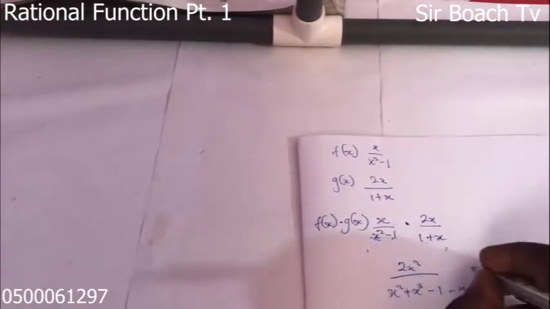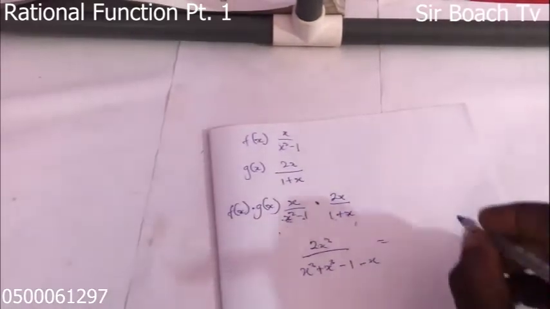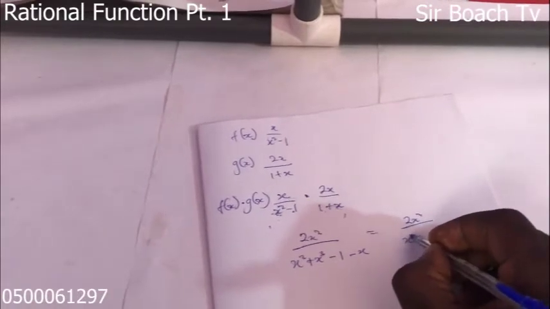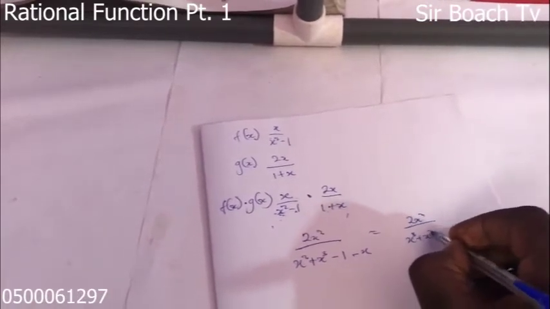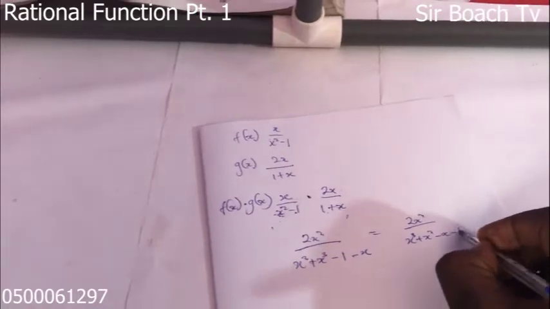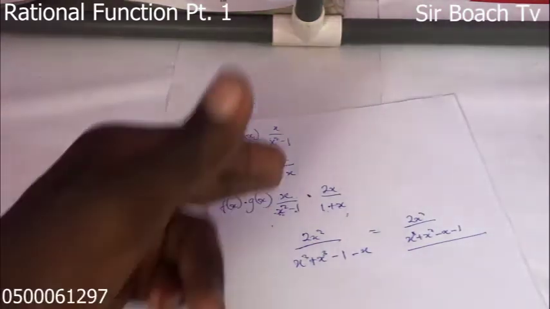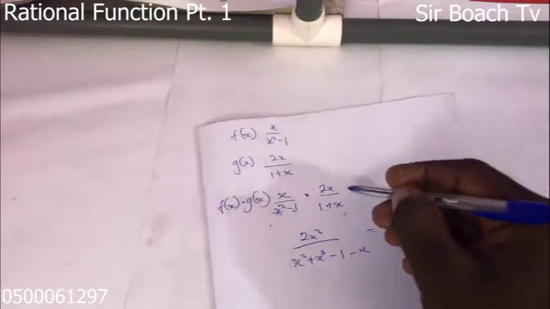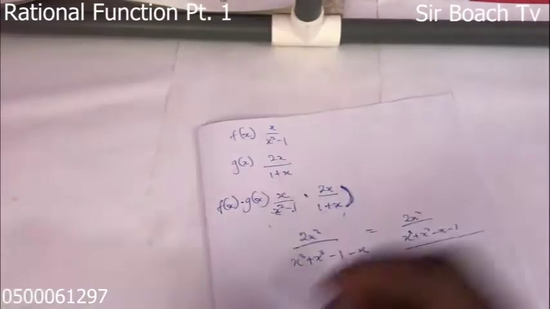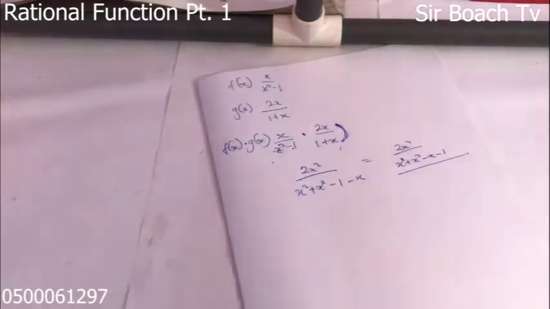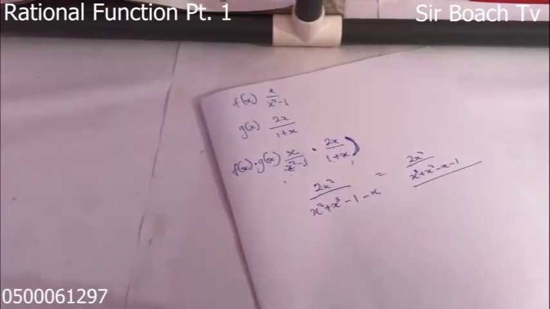So rewriting this, we are going to get 2x squared over x cubed plus x squared minus x minus 1 as our final answer. We can't do anything to this again. We just leave it like that. So that's how it is done. The same way, if we were told to divide, we would have reciprocated this one, then changed the sign to multiplication, then multiplied the top and also multiplied the down. So let's take one question where we are to reciprocate. That's the division.